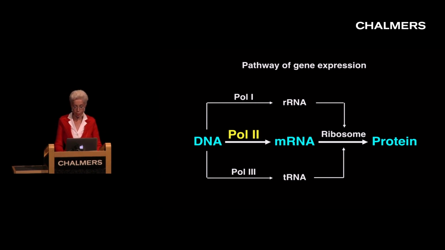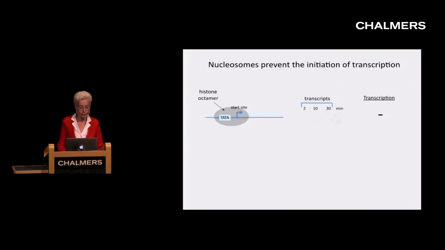As the first step in the pathway of gene expression, RNA polymerase transcription is a focal point of regulation. We found that the nucleosome performs a critical role in the regulation of RNA polymerase II transcription. We assembled the nucleosome on a promoter consisting of a TATA sequence and transcription start site. The nucleosome prevented the initiation of transcription by RNA polymerase II.